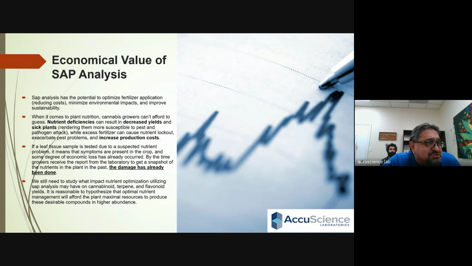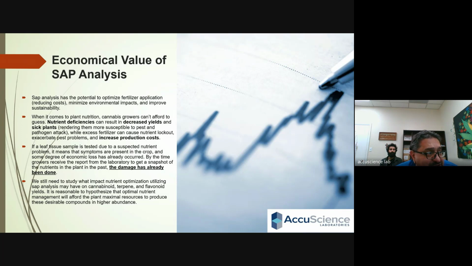If the leaf tissue is tested due to a suspected nutrient problem, it means that symptoms are already present in the crop and some degree of economic loss has already occurred. By the time the grower receives the report from the laboratory, as I mentioned, the damage is basically done, and you have very little time to correct it or bring it back.